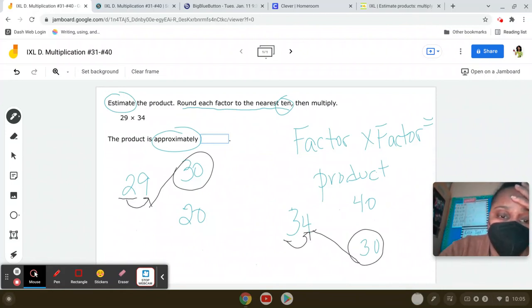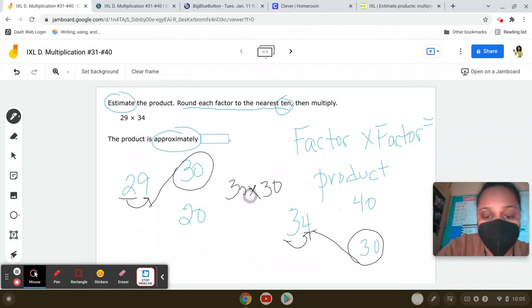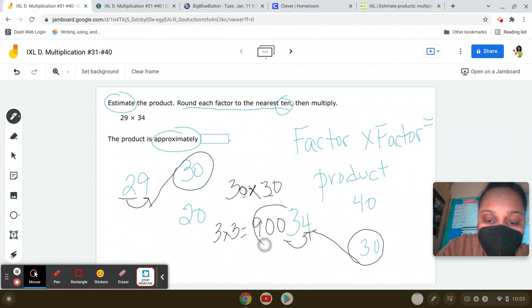All right, so now what they're really asking you when you're estimating is 30 times 30. I don't know 30 times 30, but I know 3 times 3. So I'm going to first ignore the zeros, and I'm going to say 3 times 3, which is 9. Now I'm going to put those zeros in my answer, making my answer 900. First I ignore the zeros, and then I put the zeros back in at the end. So the answer is 900.